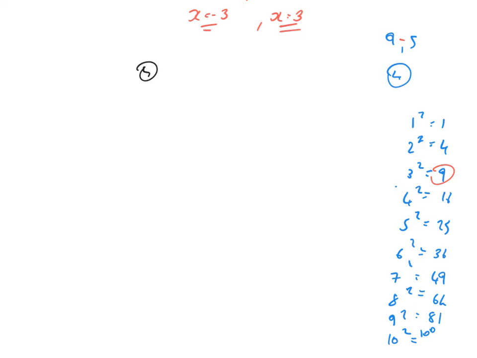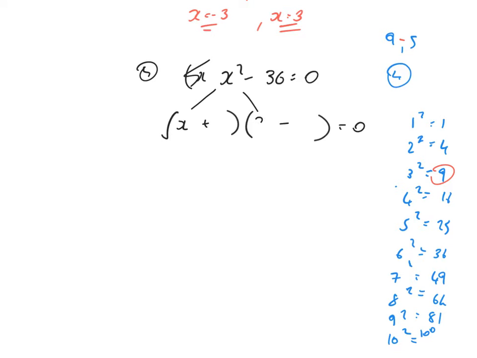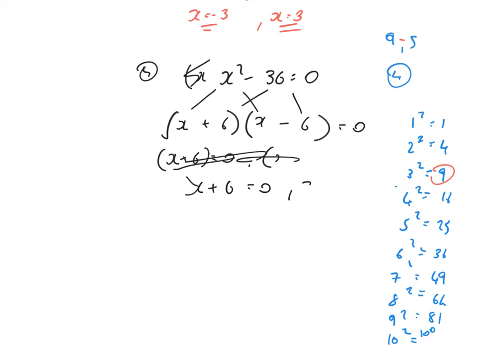Okay, example 2, let's say we've got x squared minus 36 equals 0. Okay, so bracket with a plus, bracket with a minus. The square root of x squared is x, the square root of 36 is 6. So now I've got x plus 6 equals 0, or x minus 6 equals 0. Bring them over, change your sign, x equals minus 6, or x equals 6.